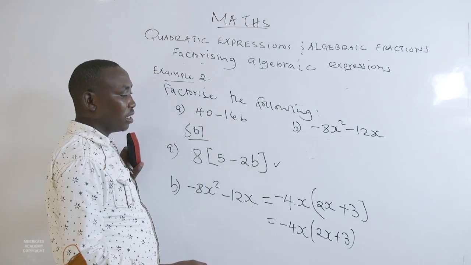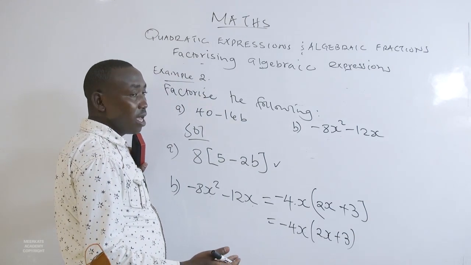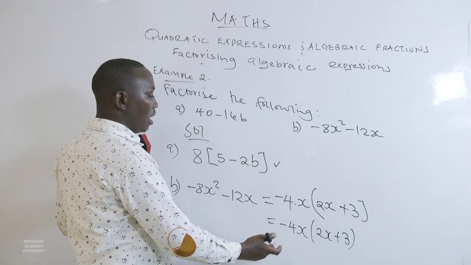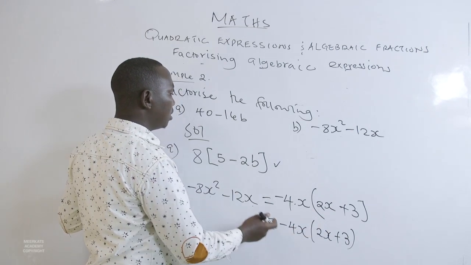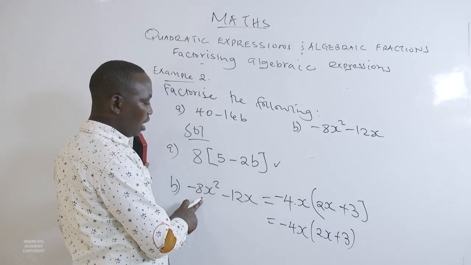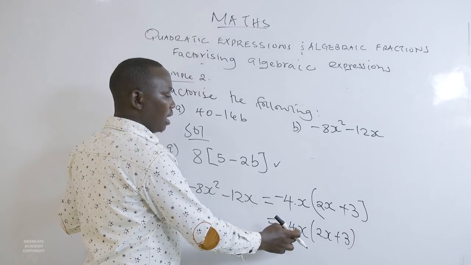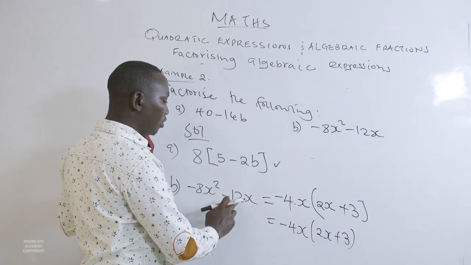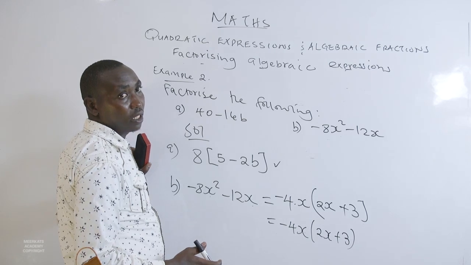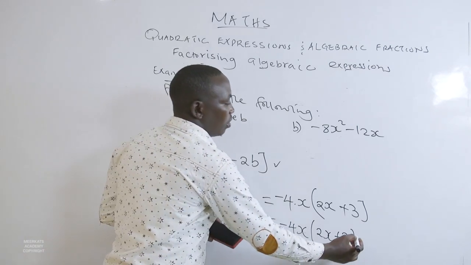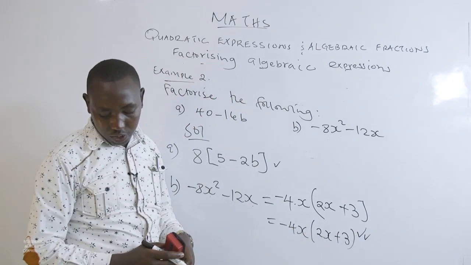If you want to check that your information is true, then again you expand. Negative 4x times 2x will give you negative 8x squared. Negative 4x multiplied by 3 will give you minus 12x. So you'll be able to appreciate that that is true.